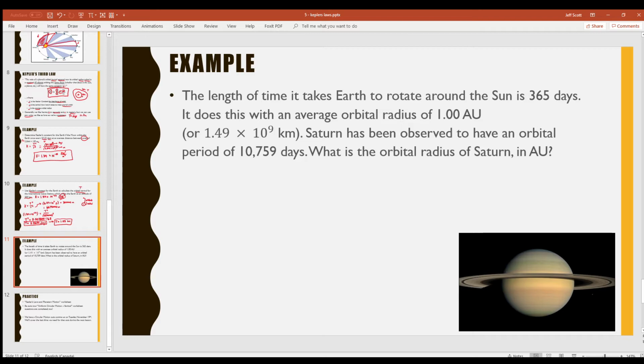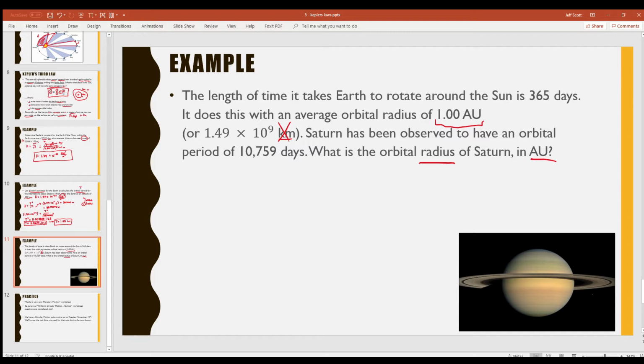What is the orbital radius of Saturn in AU? So we're looking for the orbital radius of Saturn. It's asking us to use AU, so that means we should be using this number in our calculations rather than this number in kilometers. We won't necessarily need this. This is where we use Kepler's constant, but we actually string two formulas together, like I showed you when I had that slide going.